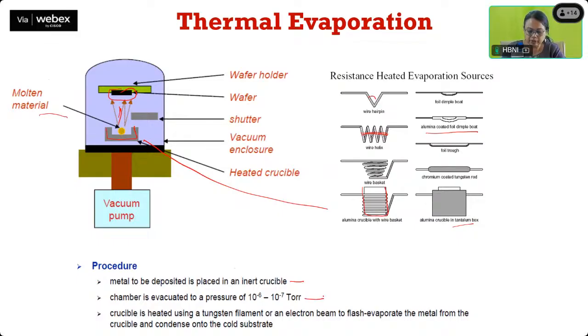The chamber is evacuated to a pressure of 10 to the power -6 to -7 torr. The crucible is heated using a tungsten filament. So some current is passed through the crucible, or an electron beam is used to flash over it.